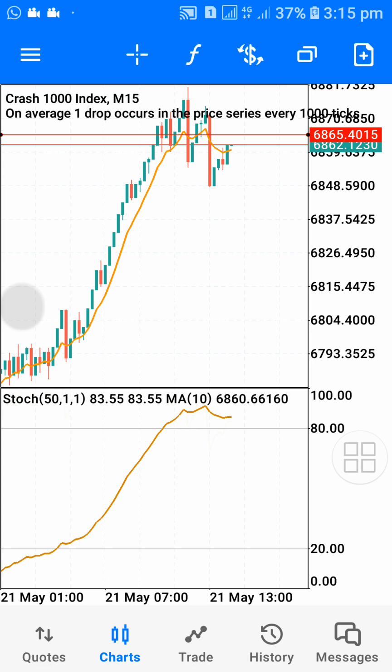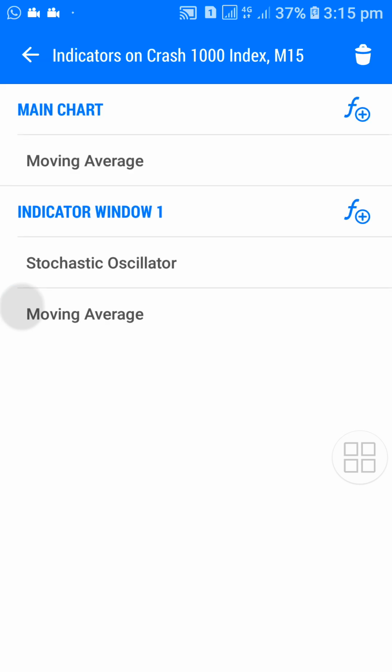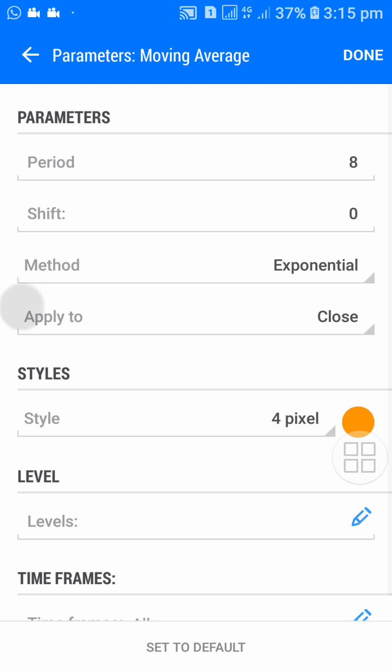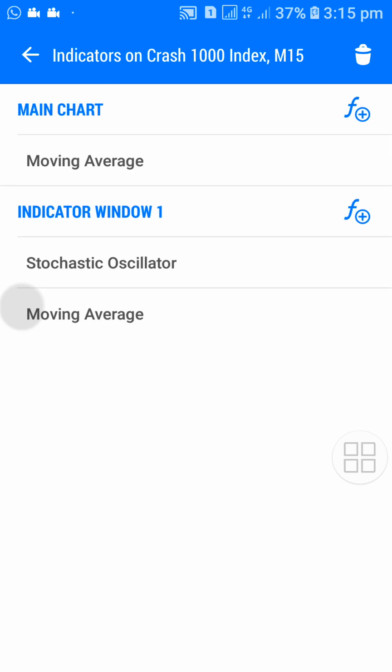Whenever you want to do it as a newcomer, you go to this icon and tap on it, and the indicator list is going to pop out. We'll have this moving average on our main chart. These are the parameters: the period is 8, the shift is 0, the method is exponential, applied to close. For styles I'm using pixel 4, and you can use any color you wish. I'll tell you why I'm using that moving average on our main chart.